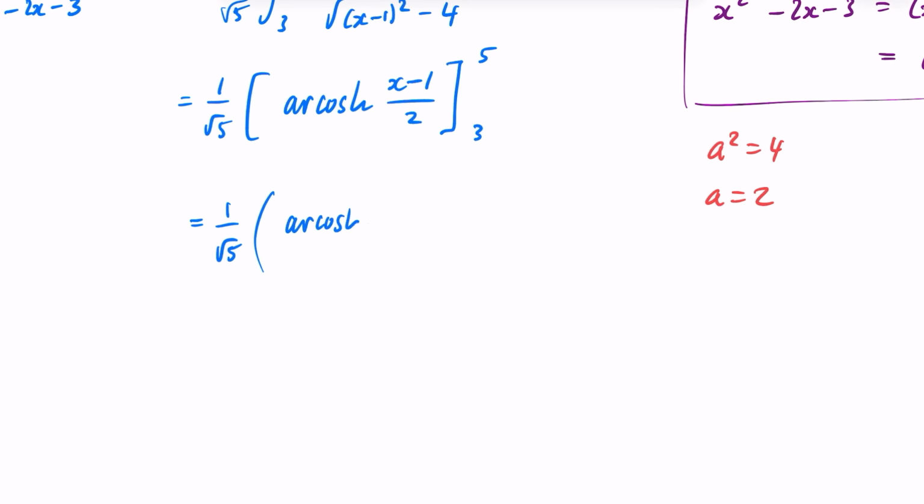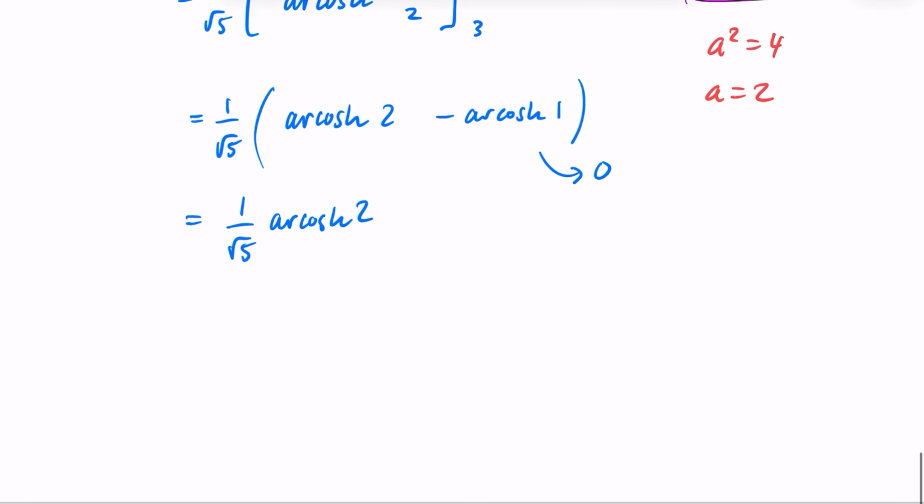So it is going to be the arcosh of 5 minus 1 over 2. So that's 4 over 2, which is 2. Arcosh 2 minus arcosh of 3 minus 1 over 2. That's arcosh 1, like this. Now, arcosh 1 is simply equal to 0. So we have 1 over root 5 arcosh of 2.